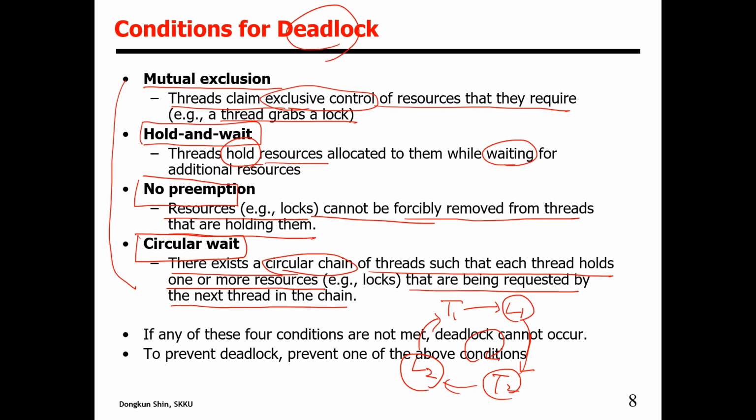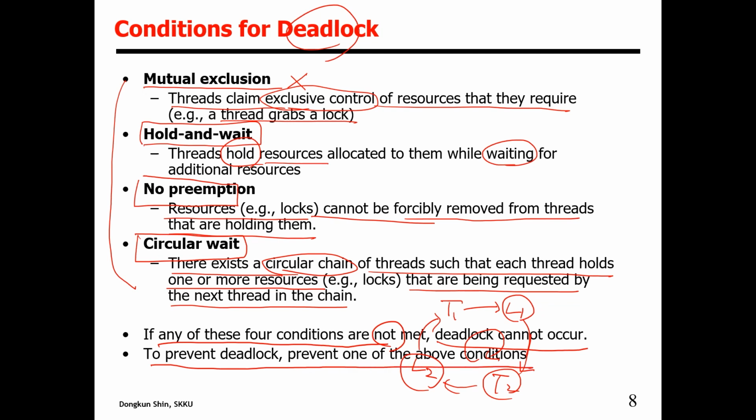If any of these four conditions is not met, the deadlock cannot occur. So to prevent deadlock, if we remove one of these conditions, then we can prevent the deadlock. So to prevent deadlock, prevent one of the above conditions.